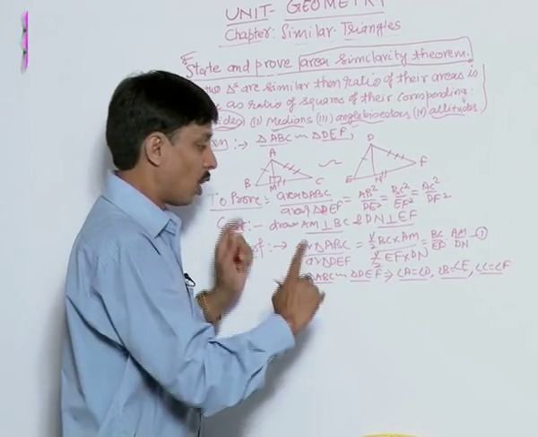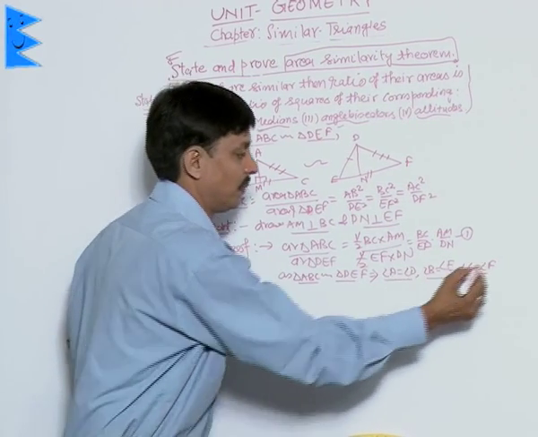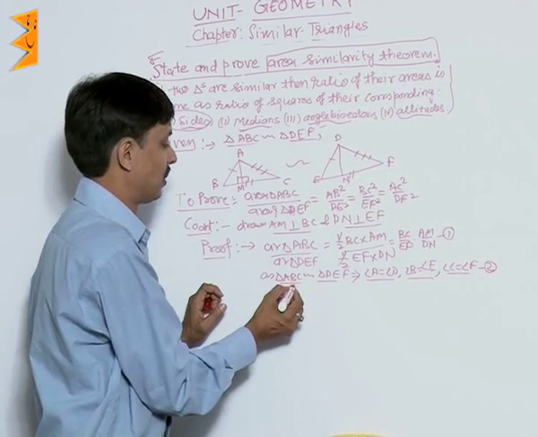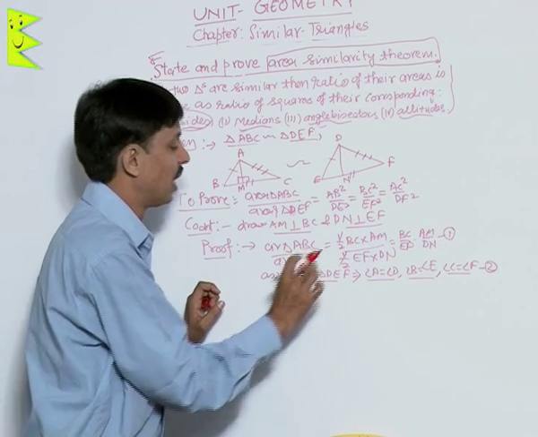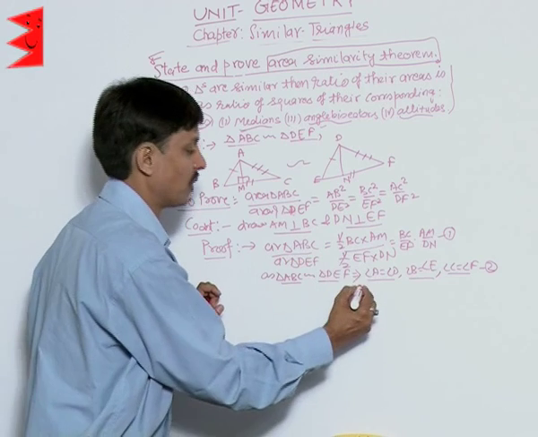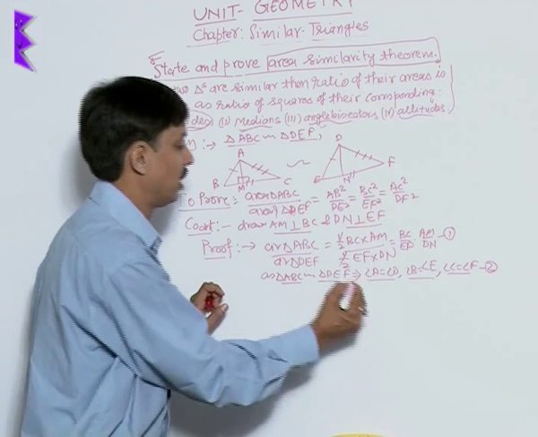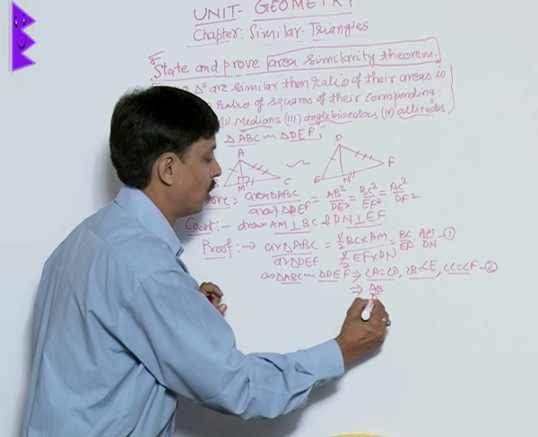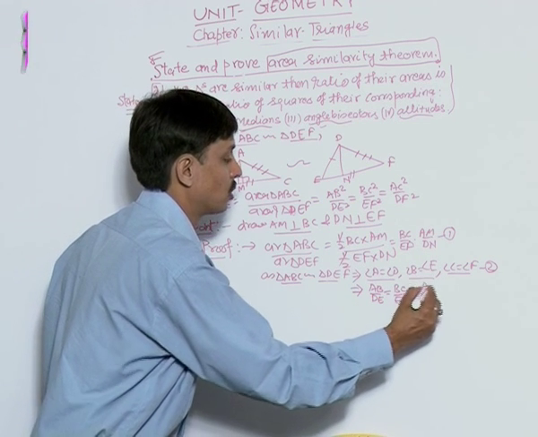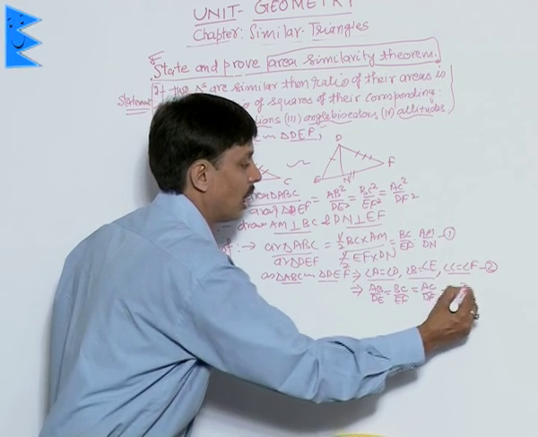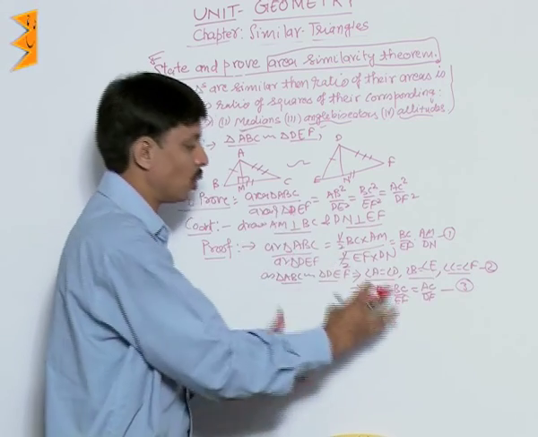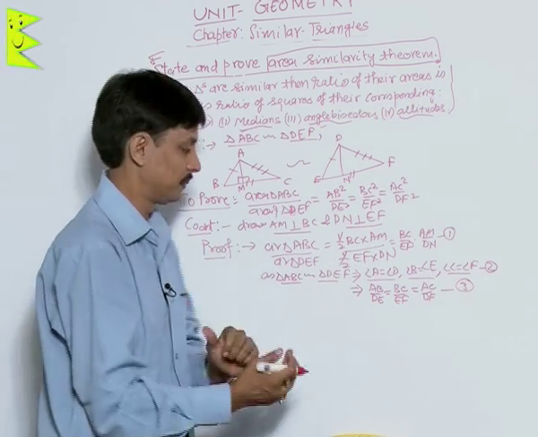Also, as the triangles are similar, I can say relation number 2. Why are these angles equal? Because it is given that triangle ABC is similar to triangle DEF, and if triangles are similar, then all their angles are equal. This also implies that the ratio AB upon DE is equal to BC upon EF is equal to AC upon DF. Again, why? Because similar triangles have the ratios of corresponding sides the same.